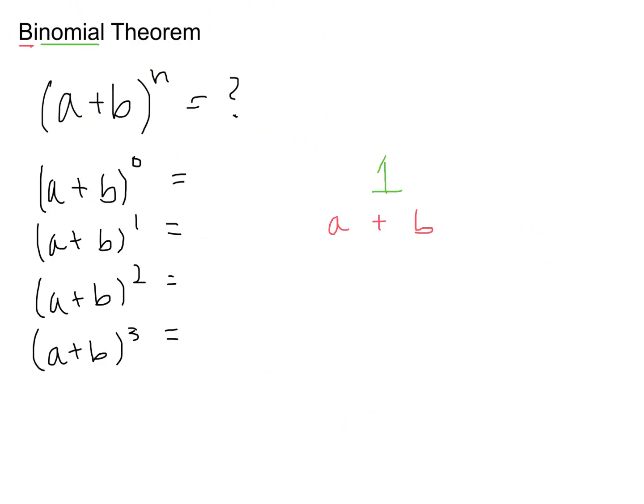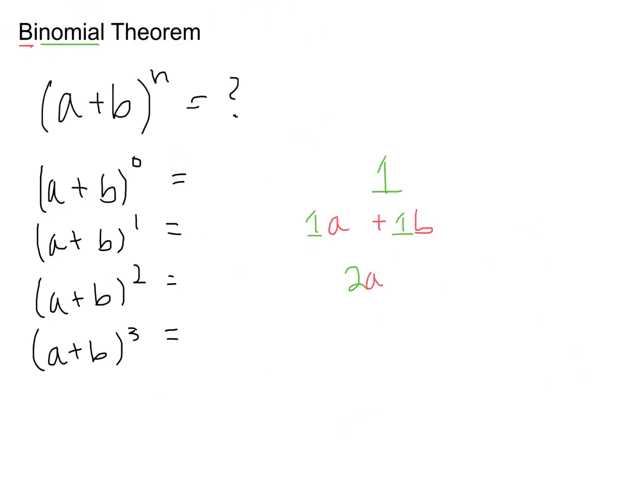And I'm going to write the coefficients of a and b here, and you'll see why I do that in a second. So this is really like having 1a, and this is like having 1b, right? So 1a plus 1b. Okay, now what happens if we square it out? (a+b) squared. Well, we can FOIL that out, and that's pretty simple. You end up with a squared plus 2ab plus b squared.